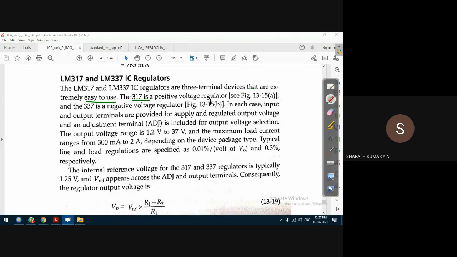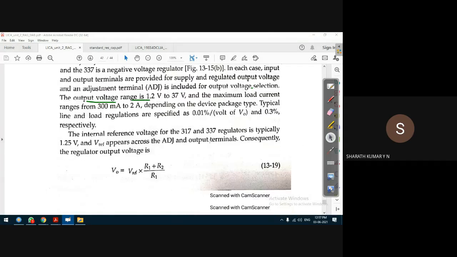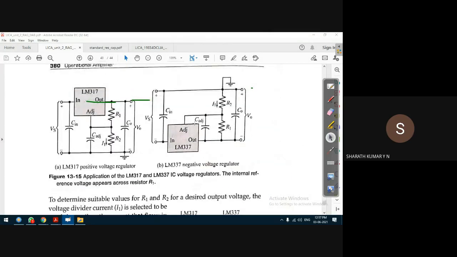317 is a positive voltage regulator, and 337 is a negative voltage regulator. What is a negative voltage regulator? Guys, the output voltage will be negative. As I said, sometimes we require both positive and negative voltages, plus or minus 5 volts, for example, or plus or minus 12 volts.